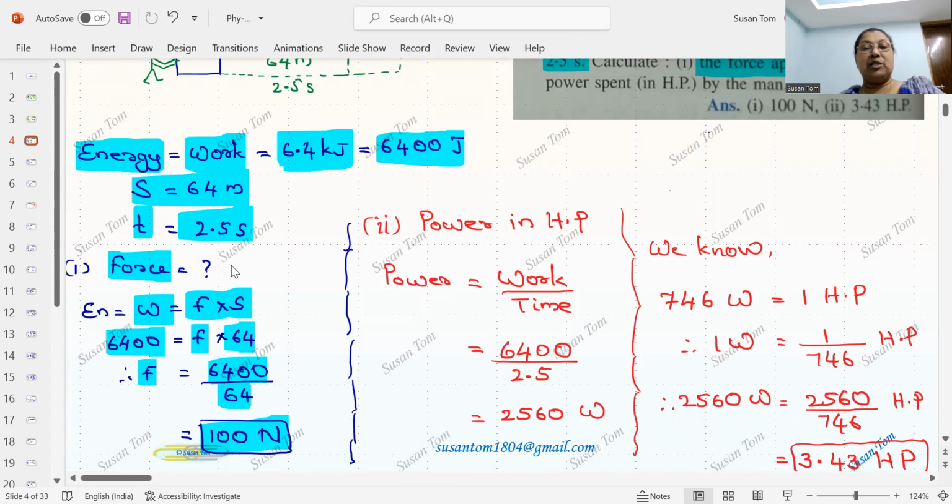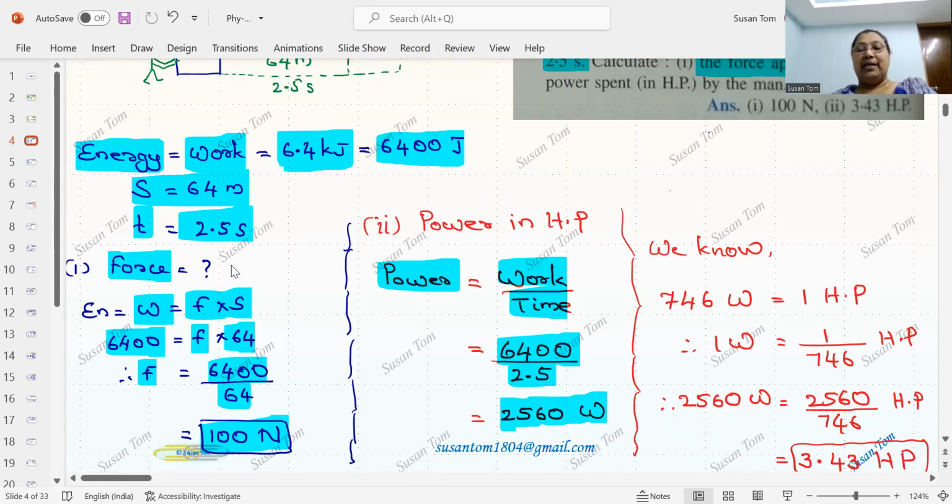Second part is power in horsepower. You have to calculate in horsepower, but first you have to find out the power in watt. Then you relate it to horsepower. So first, the normal way, you find power is equal to work done upon time. Work done is 6400 joules over time 2.5 seconds. You will get 2560 watt. This is a partial answer.